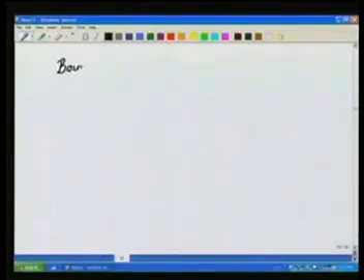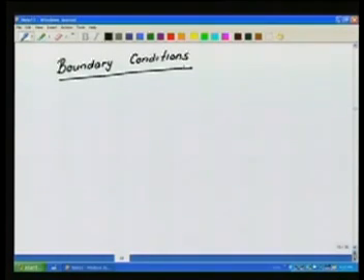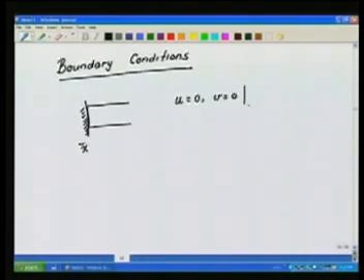Now what about the boundary conditions? So boundary conditions, so let us take some basic types of boundary conditions. I can have at each of the end the case which corresponds to a clamped end. So here I am saying u is equal to 0 and v is equal to 0 at the point x bar, at the point x bar.